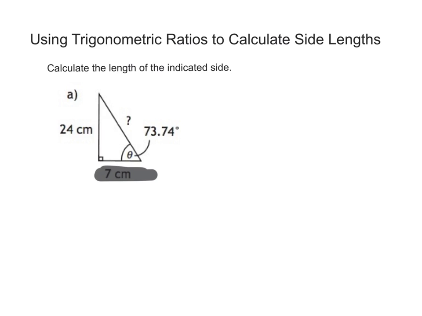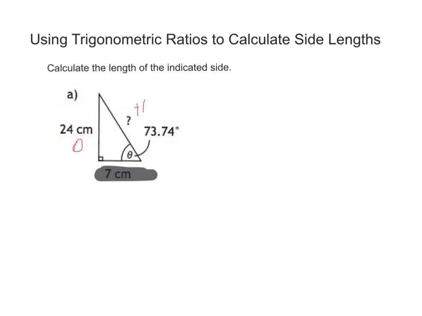And that's where these ratios, sine, cosine, and tangent, come in. So the way that they're going to work is you look at the angle that you have, which is here, this theta. Look at the side that you know. What would you call that 24 centimeters? Opposite, adjacent, or hypotenuse? Opposite. So let's just put a little O there for opposite. And look at the side length that you're trying to find. What would you call that one? Hypotenuse.